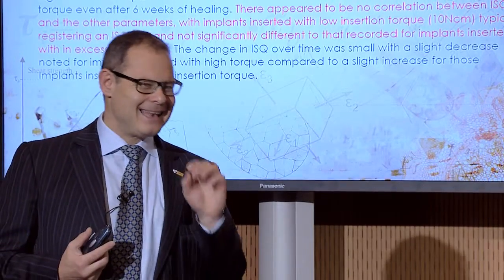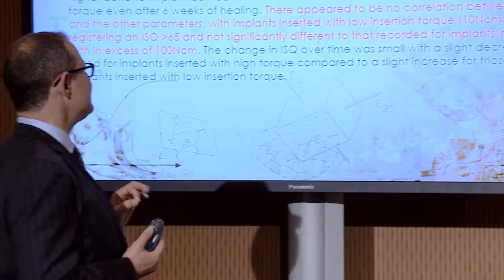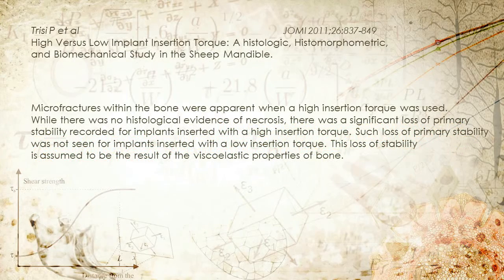However, let's look at it in a bit more detail, because one of the things he commented on was that with the high insertion torque, he routinely saw microfractures histologically within the cortical bone. Now, he's very careful about his terminology. He says there was no evidence of necrosis. Well, that's true. There was no evidence of necrosis, right?